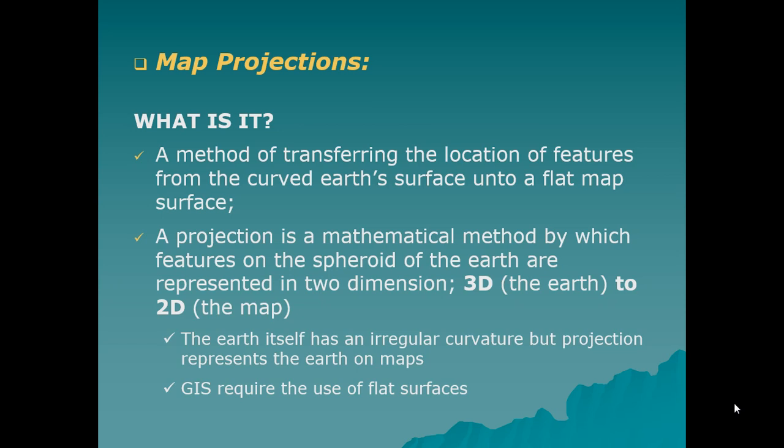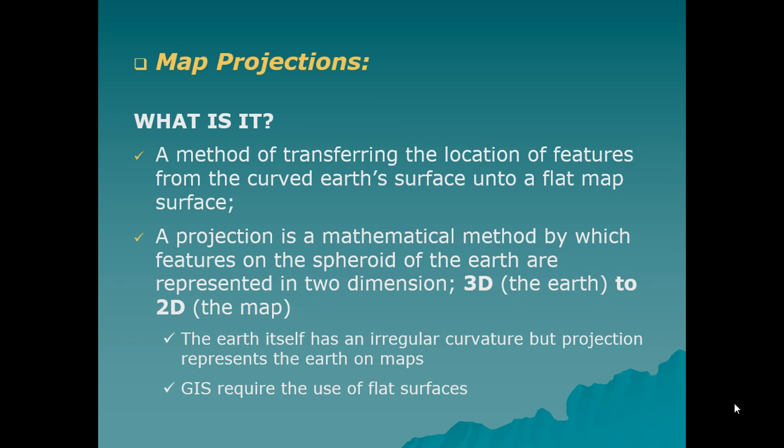We begin by looking at a definition of map projections. What exactly is a map projection? A map projection is a method of transferring the location of features from the Earth's curved surface onto a flat map surface. This projection is usually a mathematical method that would allow you to transfer the location of those features that would be on that three-dimensional surface, which is the Earth, onto that flat two-dimensional surface, which is your map. So it's a transference of information from one dimension to another.